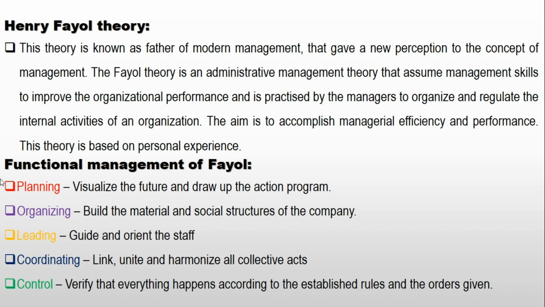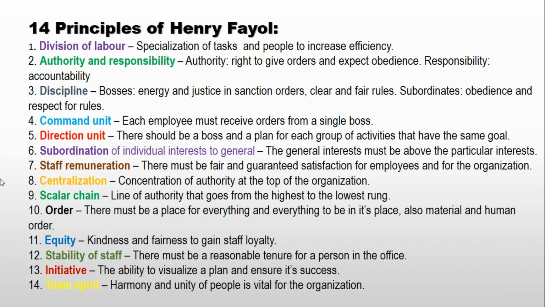Our next slide is on the 14 principles of Henri Fayol. The first one is division of labor, which says specialization of tasks and people to increase efficiency. Number two, authority and responsibility. Authority, as the manager, you need to give right orders and expect obedience from your employees. Responsibility comes with accountability.